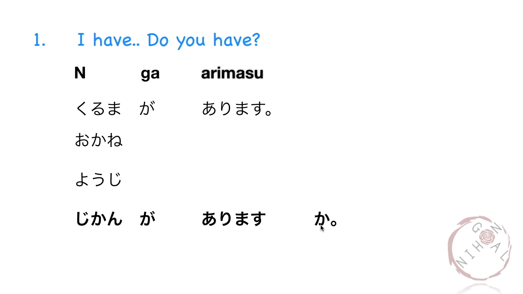Next is how to express likes and dislikes, or to ask the question, do you like or dislike something? Nが好き嫌いです. For example, 車が好きです. I like cars. スポーツが好きです. 勉強が嫌いです. And to ask the question, 野菜が嫌いですか? We also learned how to express being good at or bad at something, or asking question, are you good at or bad at something? Nが上手下手です. 英語が上手です. スポーツが上手です. ダンスが下手です. 歌が上手ですか?